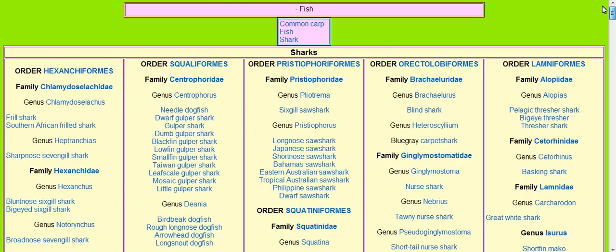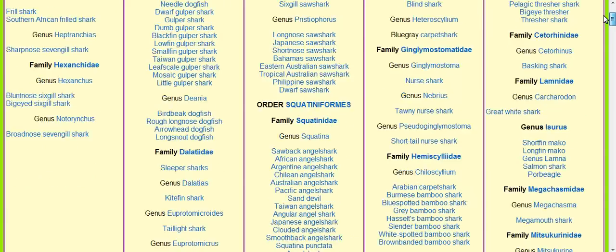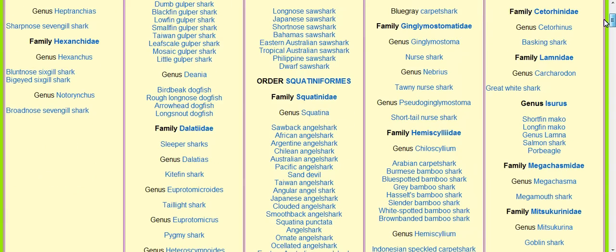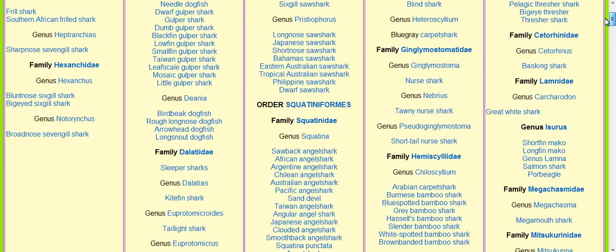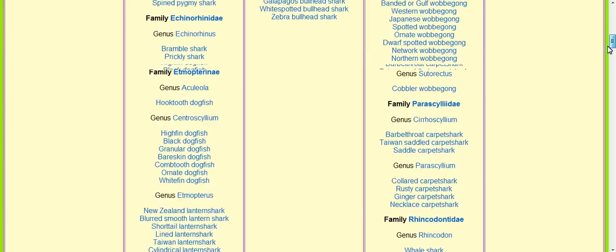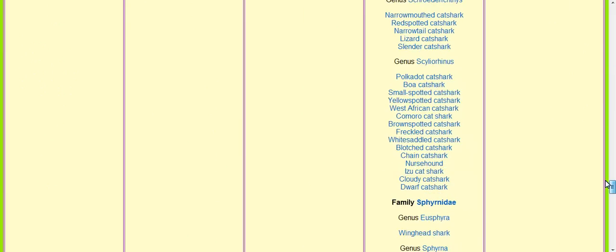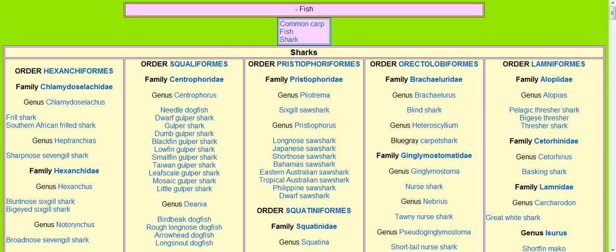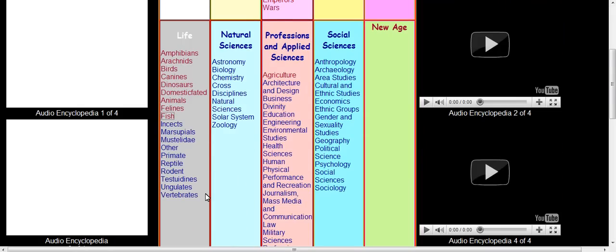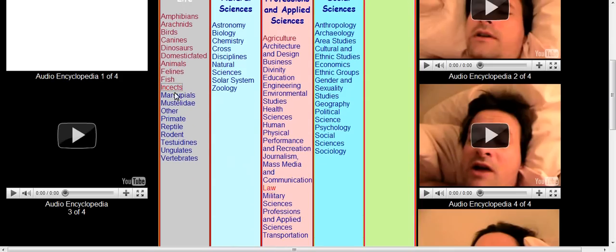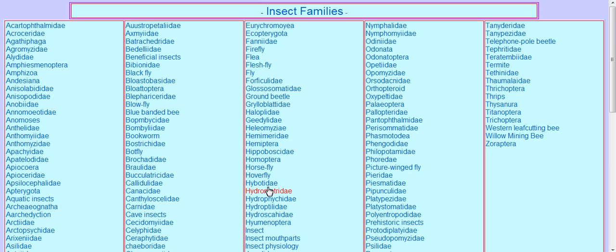You have the order, and then the family, and then the genus. Order, family, and genus. I'd like to figure out the map of how all that works, the difference between order, family, and genus. But as you can see, there's a whole bunch of different kinds of fish.